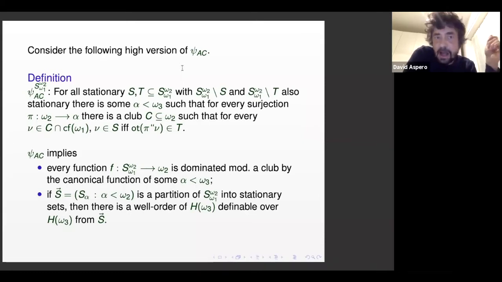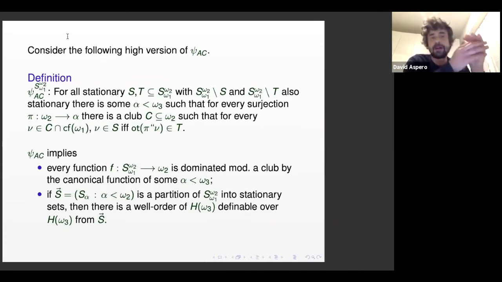So there's some alpha less than omega 3, such that when you look at any surjection pi from omega 2 onto alpha, then for club many nu, if nu has cofinality omega 1, then nu will be in S if and only if the pointwise image under pi, the order type of that, is in T. So again, you can show that this should be this superscript here.